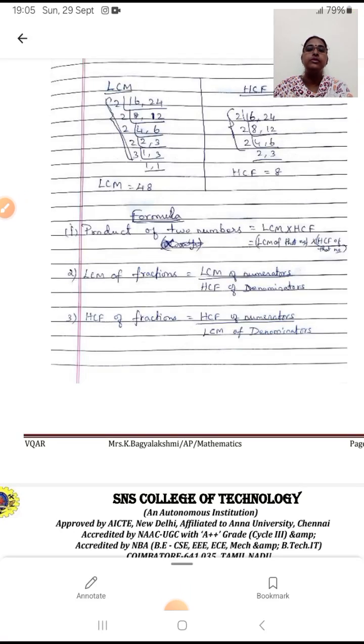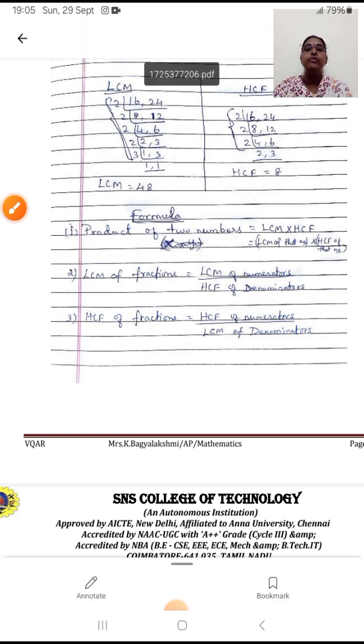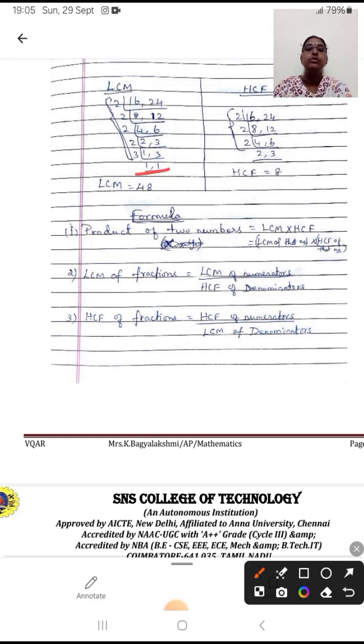So here we already discussed LCM and HCF. We are continuing here. For the normal method, we know how to calculate LCM. With the common factor, we start with the prime numbers. For 16 and 24, we start with 2, 2, 2, like that, up to the last level 1, we want to proceed. After that, multiplying all the values, we get the LCM value.